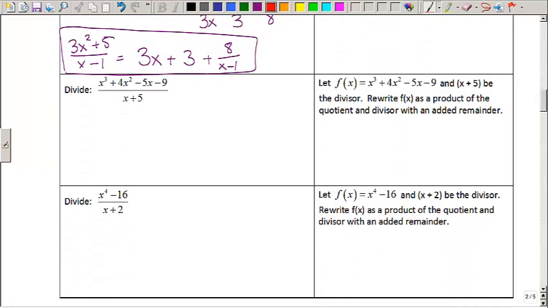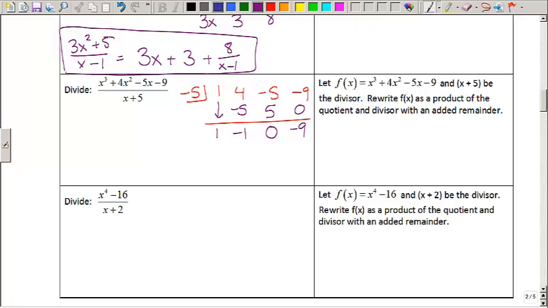On the next one, my divisor is x plus 5, so inside my division box, I'm going to put the opposite of positive 5, or negative 5. Then I'm going to put the coefficients of the dividend, or the numerator. Bring down your first leading coefficient. Then I'm going to multiply and add. 1 times negative 5 is negative 5, add down. Negative 1 times negative 5 is positive 5, add down. 0 times negative 5 is 0, add down.